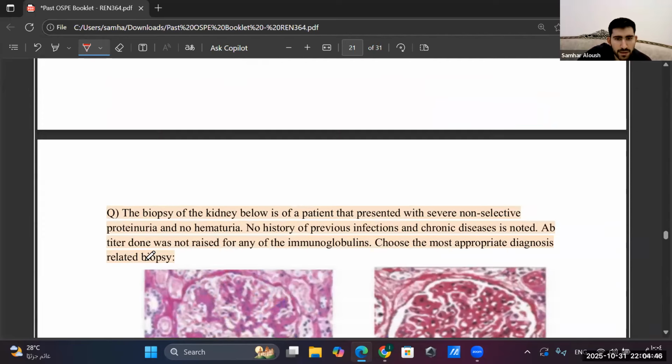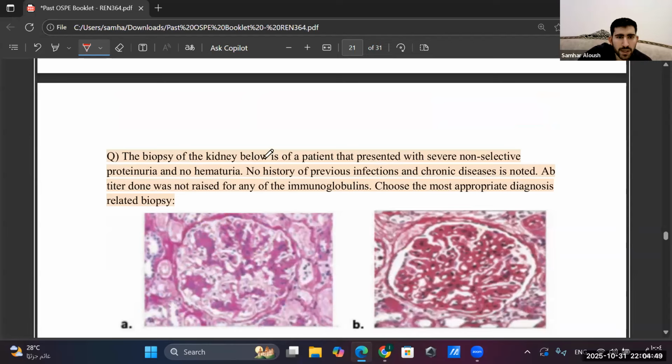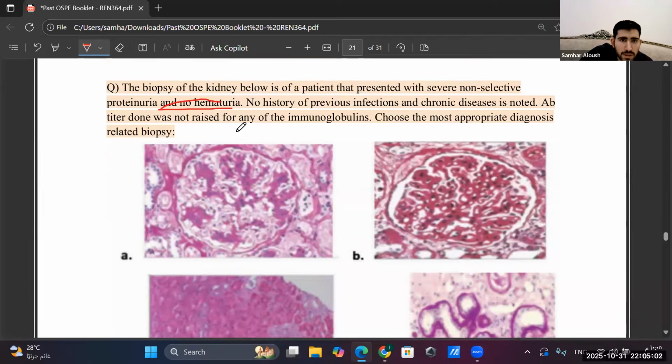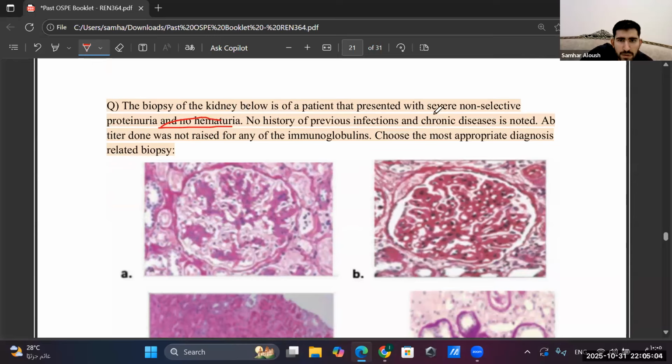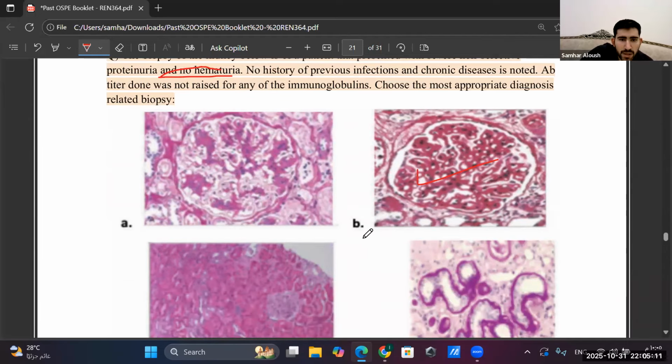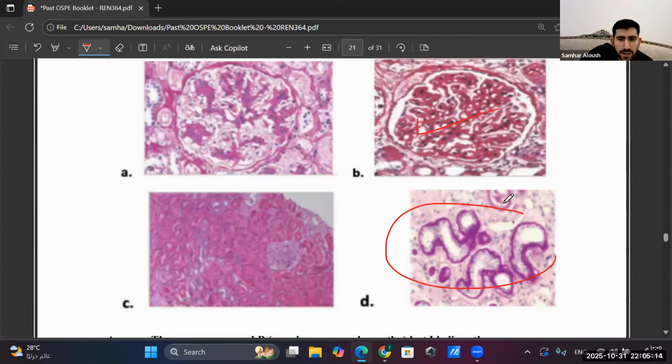It's obvious. The biopsy of the kidney presents with severe non-selective proteinuria. No hematuria, so it's nephrotic. Choose the appropriate diagnosis. So it's like, which of the following is nephrotic, right? The patient, previous history, ASO titer not raised. Choose the appropriate. So this one is membranous. This one is diabetic. This one is IgA. So it should be this one.